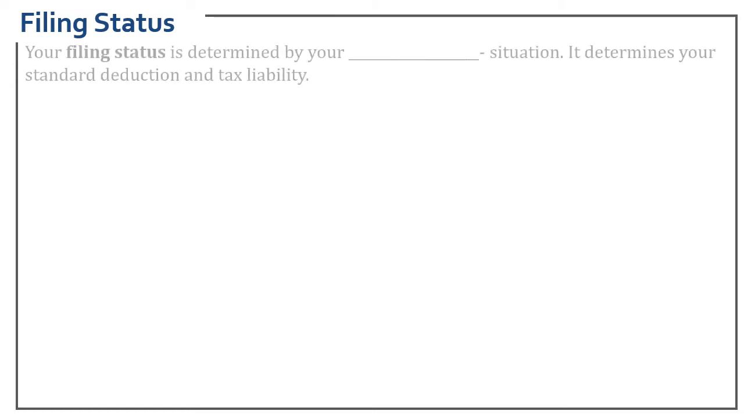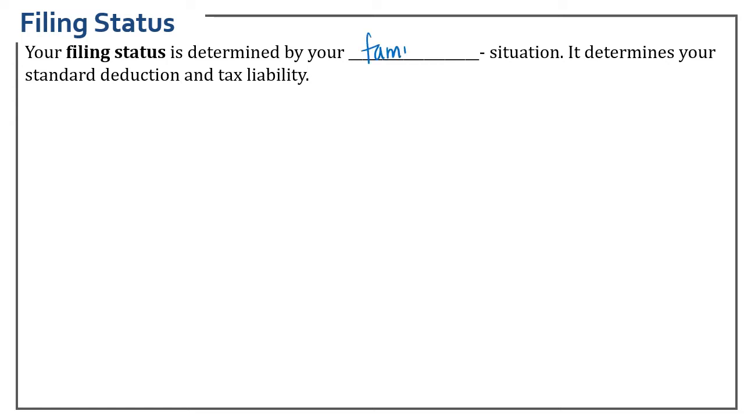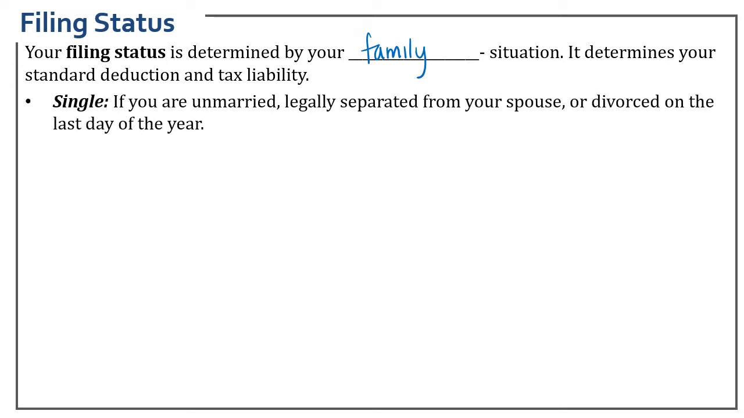So one thing we need to talk about before we take it a step further, where we're looking at what the taxable income is going to be, is we need to figure out the filing status. Your filing status has lots of different options that you can choose from, but it's based off of your family situation, and it determines the standard deduction and tax liability. So I'm going to go over the different filing statuses.